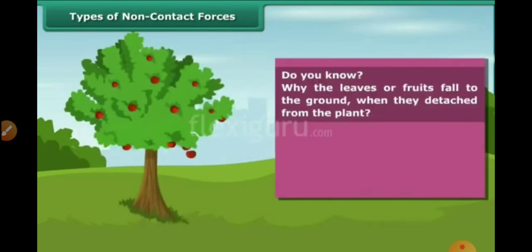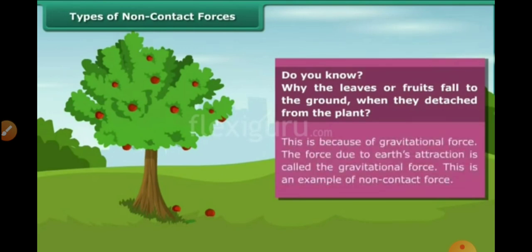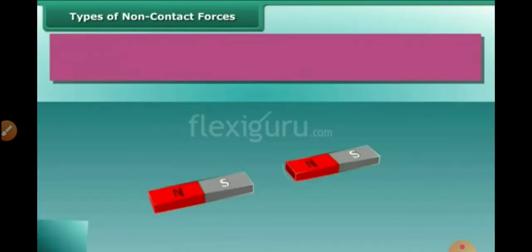These are the three. Now, when a fruit falls from the tree, why does it fall? Because of gravitational force. The force due to Earth's attraction is called the gravitational force. There is no contact. Therefore, it is a non-contact force.